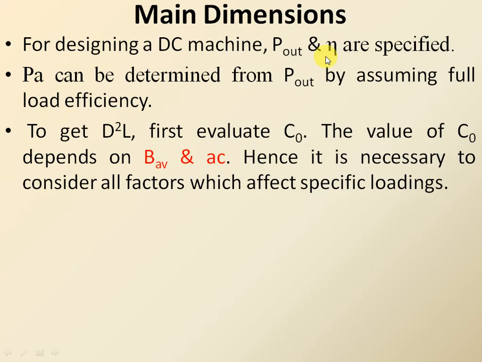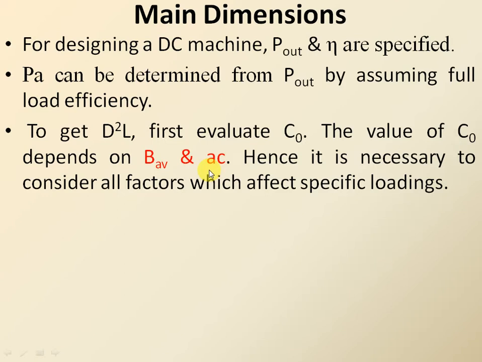Then only we will be able to find the value of D and L from the output equation. So for designing a DC machine, the values of output power and efficiency must be given. Then only we will be able to find out the armature power developed. Then to get the values of D and L, we first have to calculate the value of C0. As you studied in the last class, C0 is equal to pi square B average A C into 10 raised to minus 3. From the relation of C0, it's very clear that C0 depends on specific magnetic loading and specific electric loading.